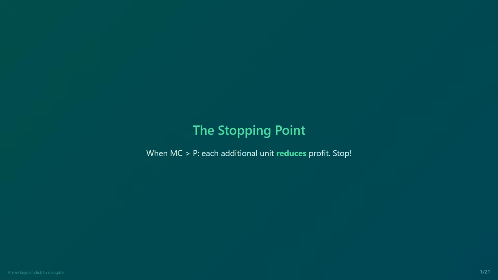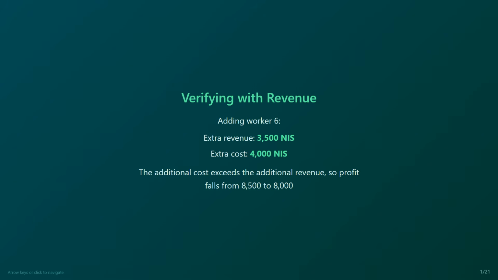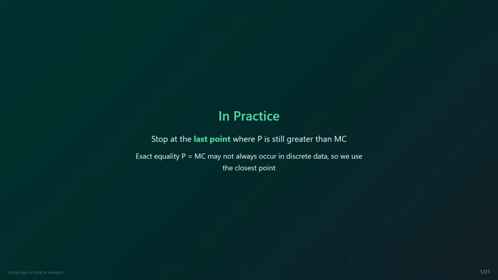You can also see this from the profit side. At worker 5, profit is 8,500. What happens when we add worker 6? Revenue increases by 3,500, from 28,500 to 32,000, but costs increase by 4,000, from 20,000 to 24,000. The additional cost is greater than the additional revenue, so profit falls from 8,500 to 8,000. This difference, 3,500 versus 4,000, is directly related to marginal cost. When it costs more to produce the additional units than what we receive for them, profit decreases.